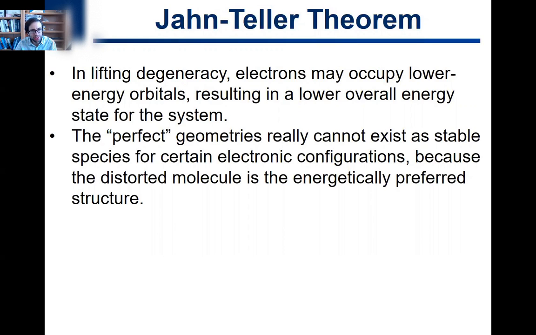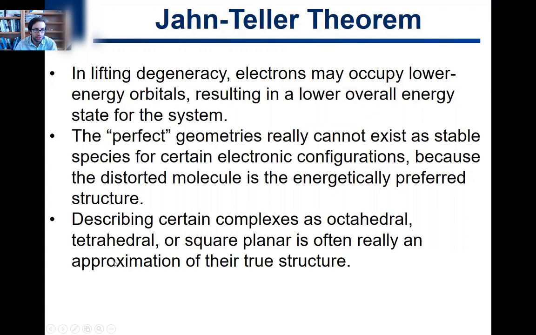And when you have these degeneracies in the electronic states, another way of thinking about this theorem is that those perfect higher symmetry geometries actually can't exist, okay? Because the distorted molecule is energetically preferred. But we use this idea, that we're going to do this distortion from the higher symmetry state, to explain how these lower symmetry states end up existing, okay?